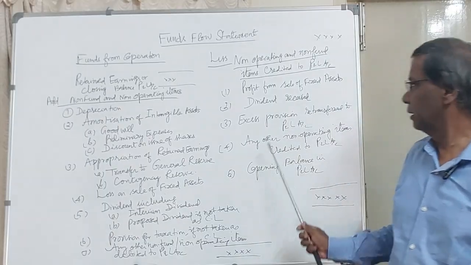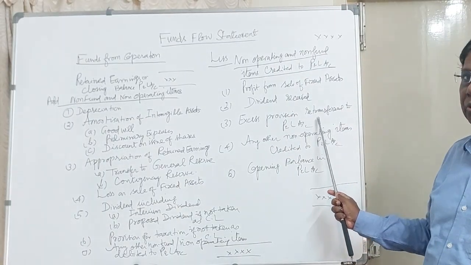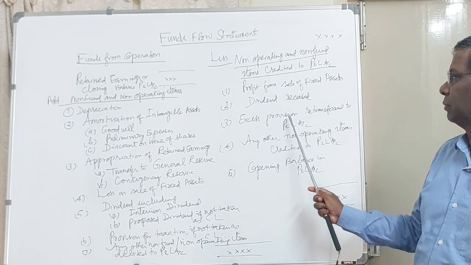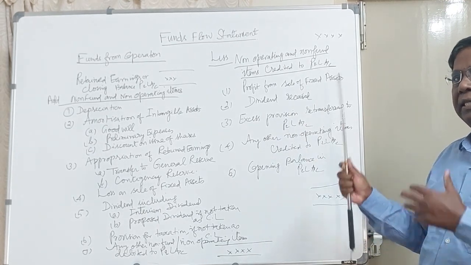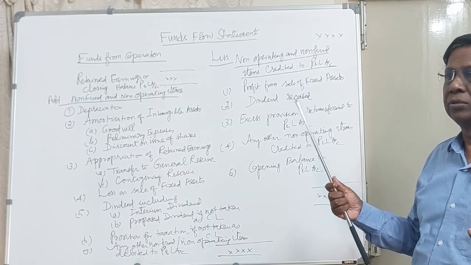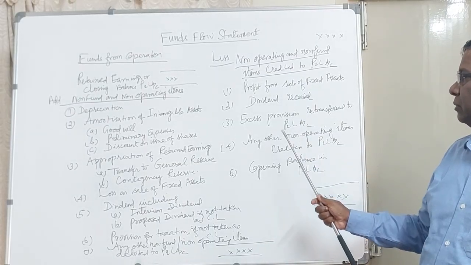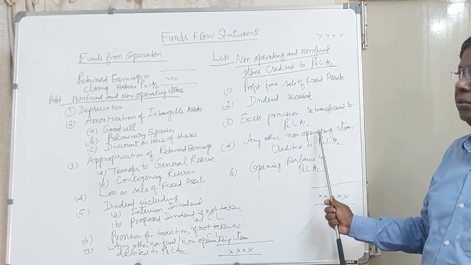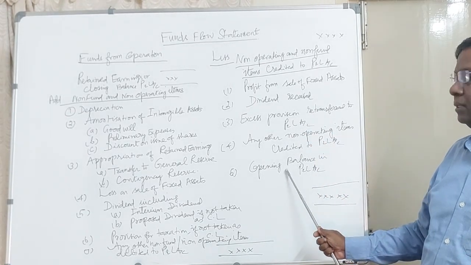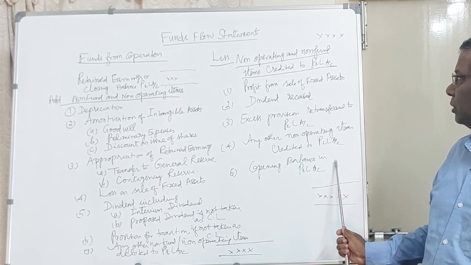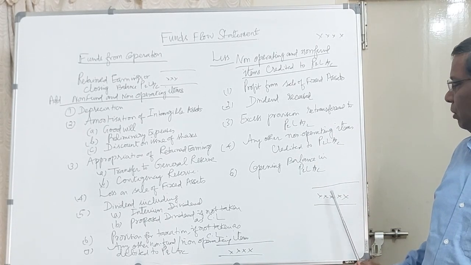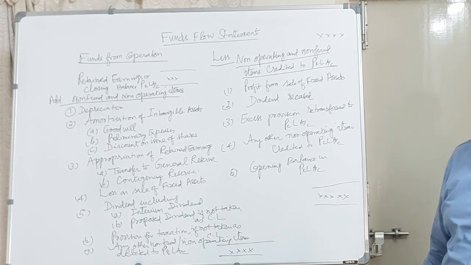So here again, excess provision, as I already told you. Supposing an entry is made, excess provision you are writing back, you are crediting it again. There is no funds involved, so you have to reduce it. So any other non-operating items credited to the profit and loss account, you have to reduce. So the opening balance you have to add back here, and reduce the others, all put together. Then finally you arrive at the balance.